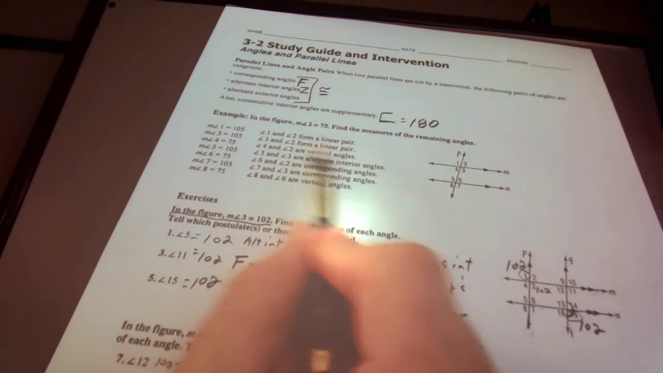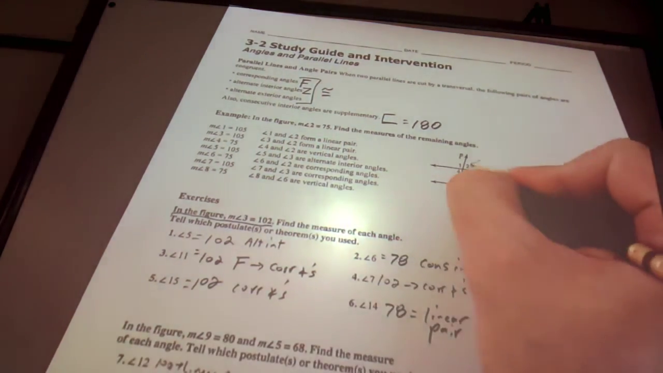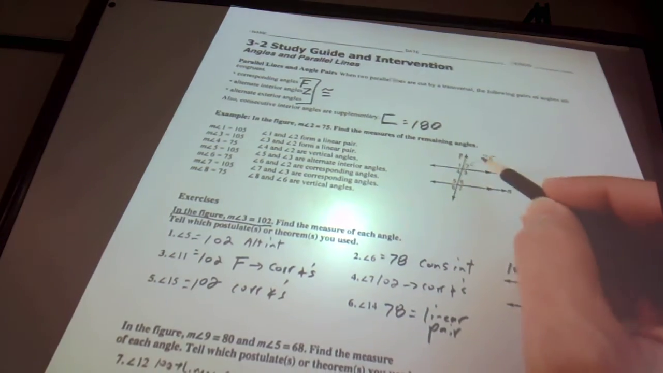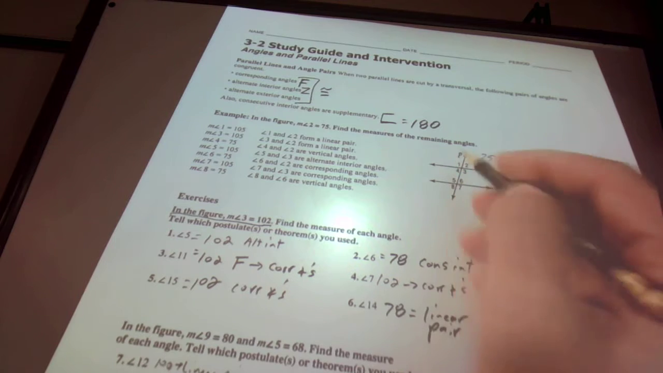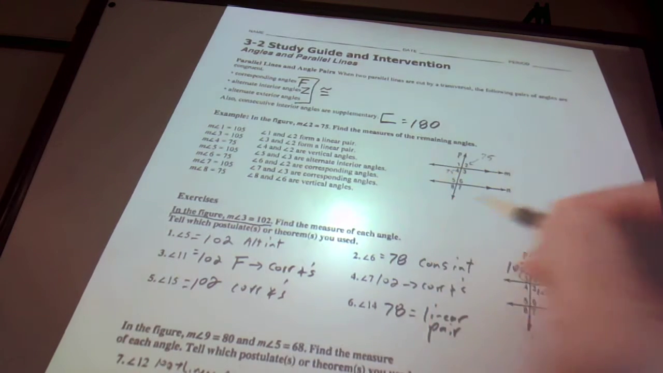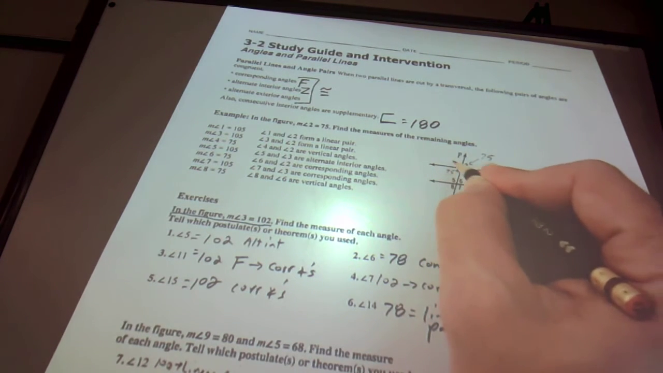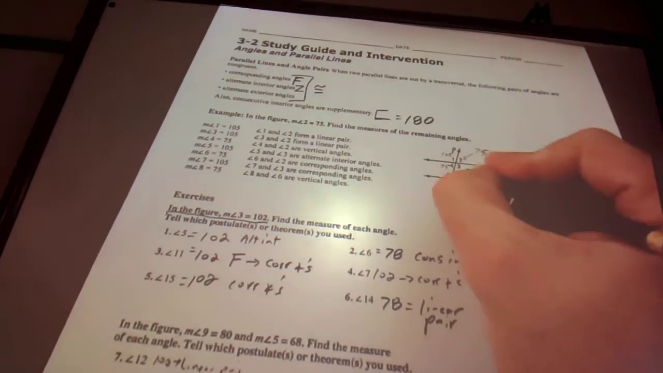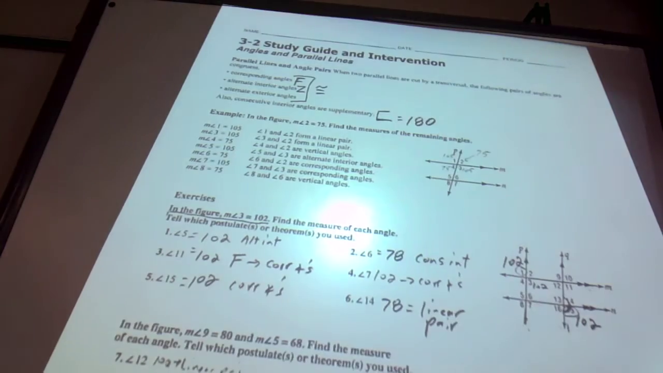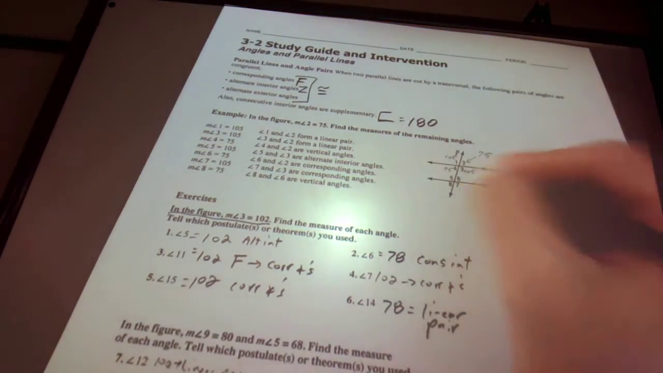All right, so like this example, it says the measure of angle 2 is 75, so we can track all the way around and find all of these angle measures based on that. If 2 is 75, then so is 4, because they're vertical angles. If 2 is 75, then 1 is 105, because they're a linear pair. If 1 is 105, then 3 is 105, because they're vertical angles. Or you could have said 2 and 3 are a linear pair.